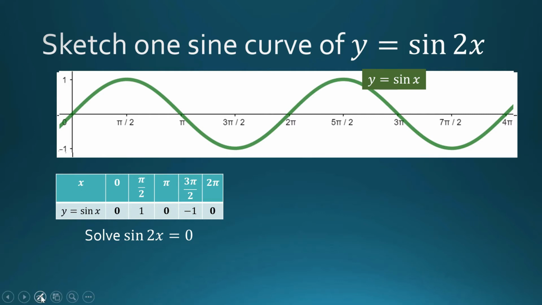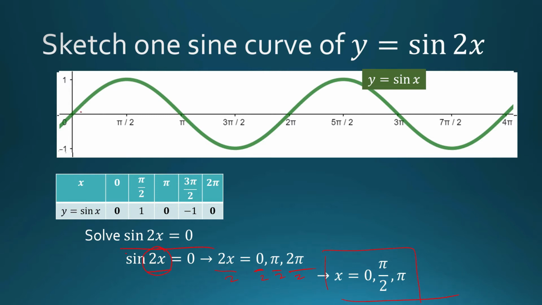So what you do is you equate sine of 2x to 0. When is sine of 2x equal to 0? It is equal to 0 when 2x is 0, pi, and 2 pi. Because sine of 0 is 0, sine of pi is 0, and sine of 2 pi is also 0. So what then is the value of x?